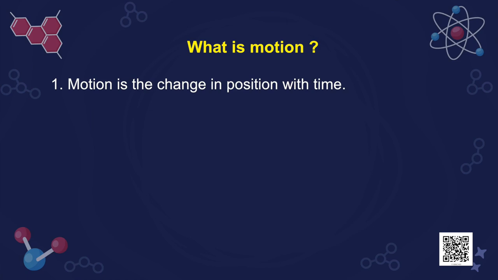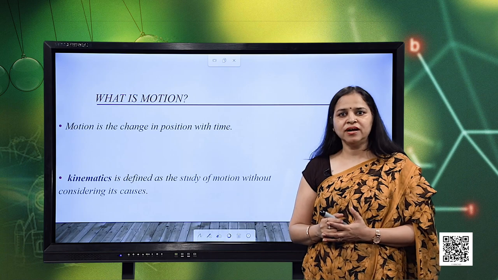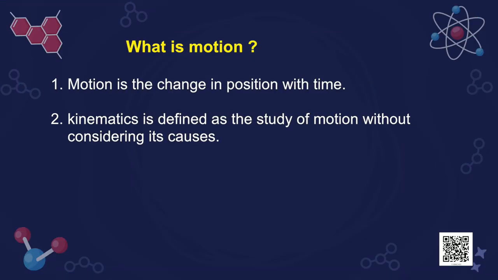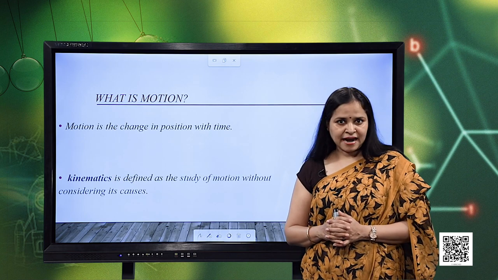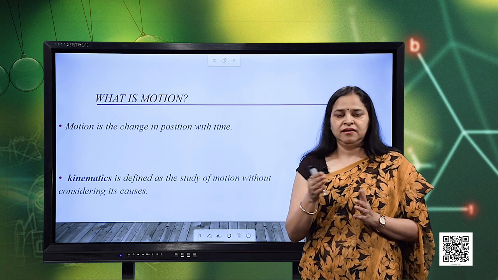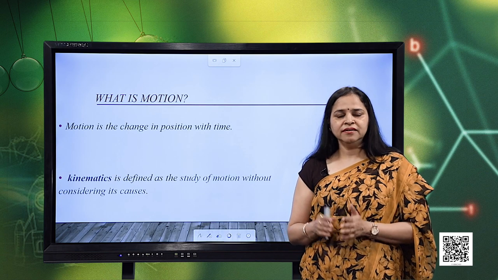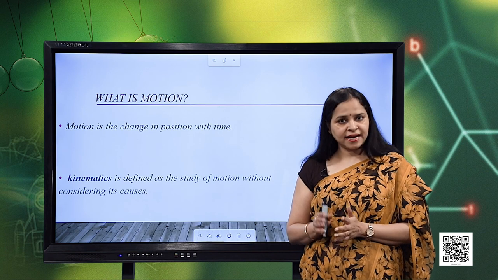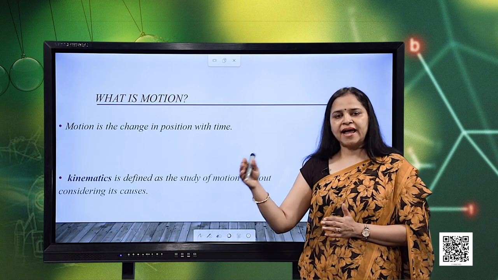How do we define motion? So motion is the change in position with time. We study motion in the branch of physics called kinematics, and kinematics is defined as the study of motion without considering its causes. So in this chapter, we will confine our studies just to the motion of the object while it is moving, but will not talk about the cause of the motion. Also, in this chapter, we'll talk only about straight line motion, also known as rectilinear motion, in which we consider the motion along a straight line.